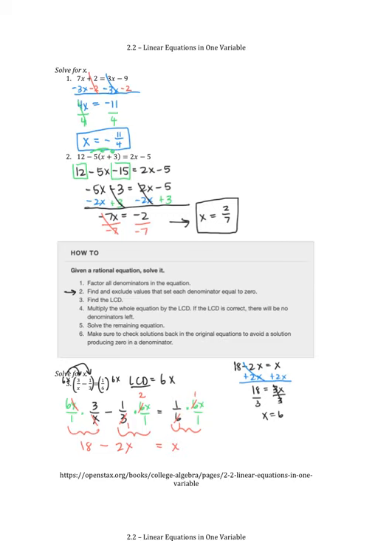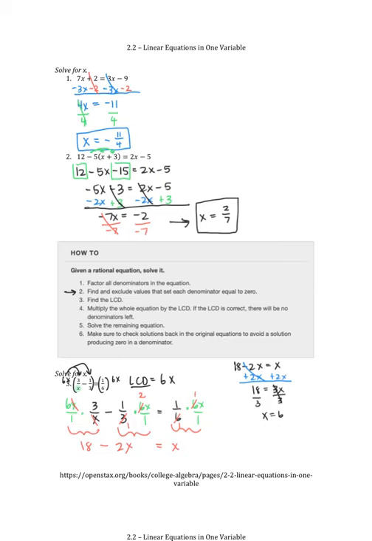Now, this is a proposed solution. Okay, we think it's a solution. Before we can say for sure that it is a solution, we have to go back and look at the denominators. So, this is step 2 and step 6. So we're looking at all of the denominators.